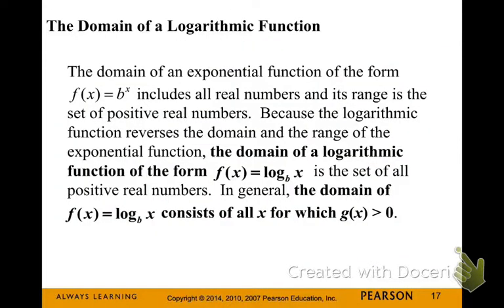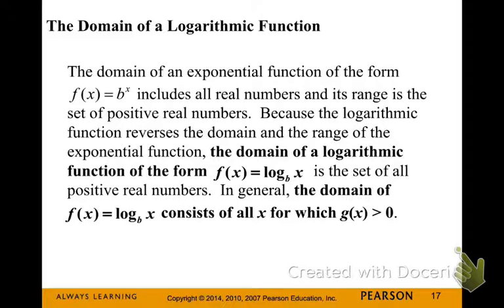The domain of an exponential function of the form f of x equals b to the x included all real numbers, and its range was the set of positive real numbers, so that's 0 to infinity. Because the log function reverses the domain and the range of the exponential, the domain of the log function is the set of all positive real numbers. So remember, the domain is going to be 0 to infinity.